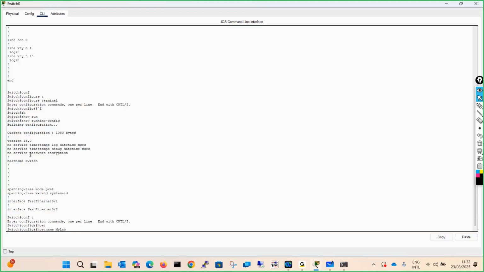One more thing, you will see the host name. It is seen over here, right? Switch. Here also, it is switch now. The host name is switch. We have seen the host name is switch, and you can see the switch over here. It is a host name.